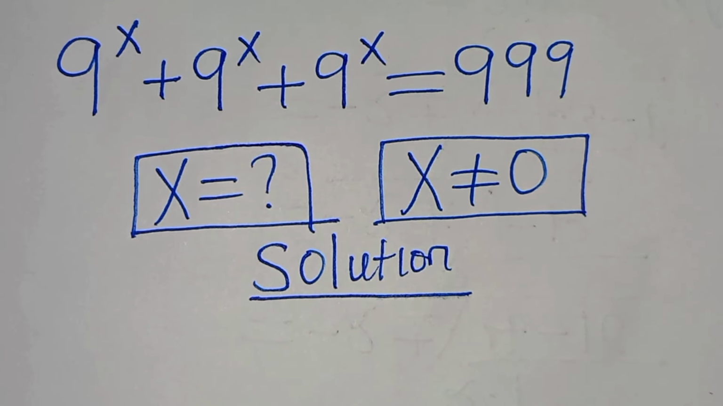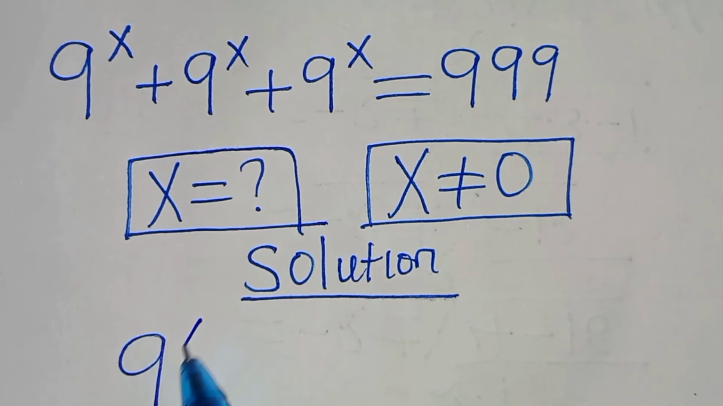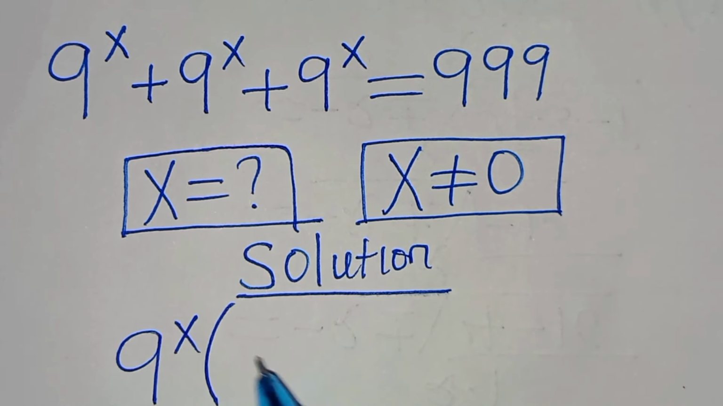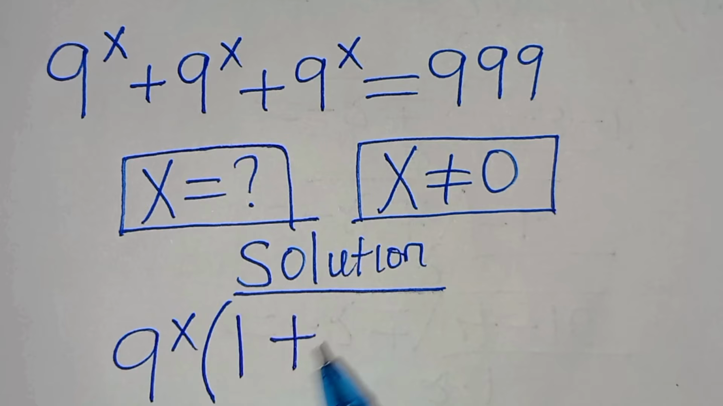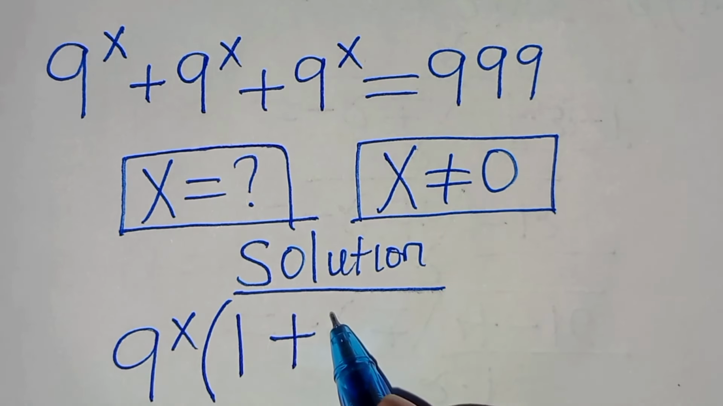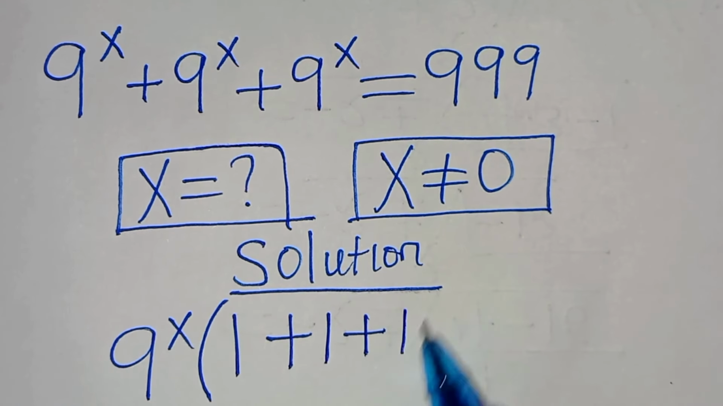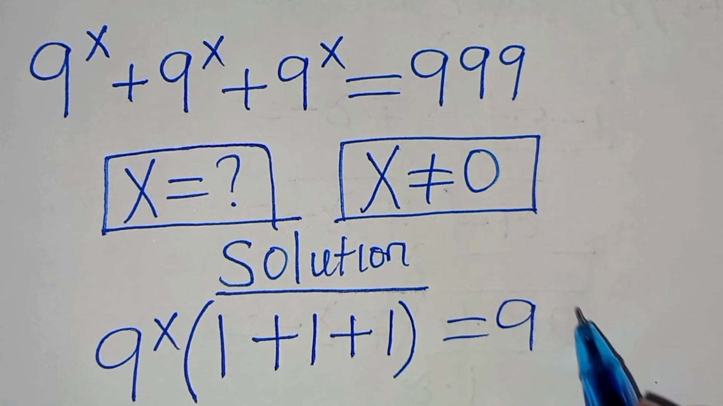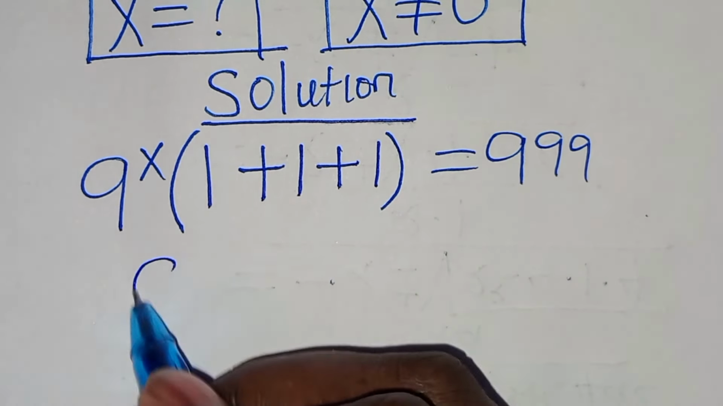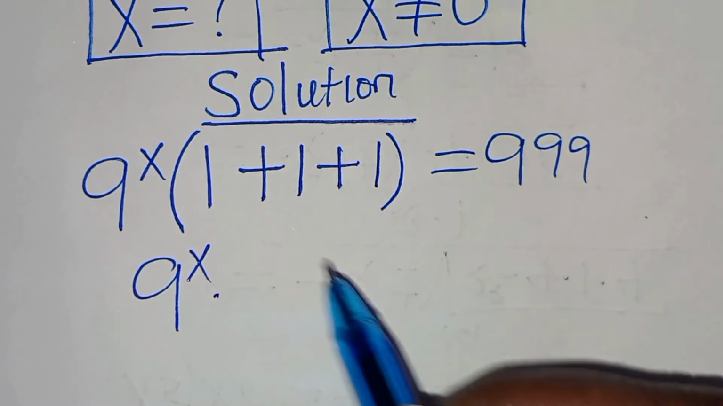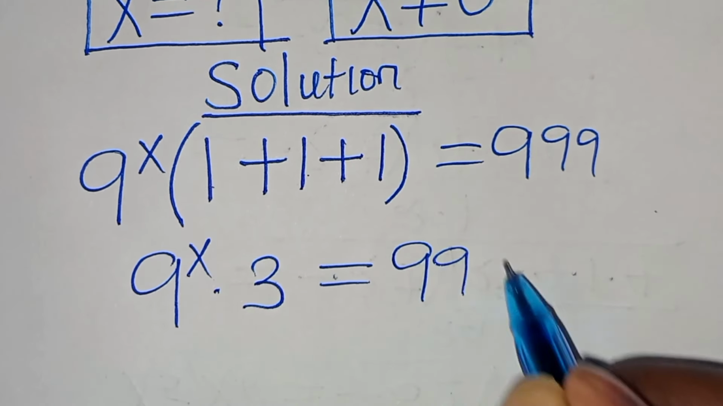So we find that 9 to the power of x is common here. So we can factor out 9 to the power of x, so that in the parentheses, 9 to the power of x divided by 9 to the power of x we have 1, plus 9 to the power of x divided by 9 to the power of x, this is 1, and then 9 to the power of x divided by 9 to the power of x, this is 1, and this is equal to 999. So here we have 9 to the power of x times 1 plus 1 plus 1, this is 3, and this is equal to 999.